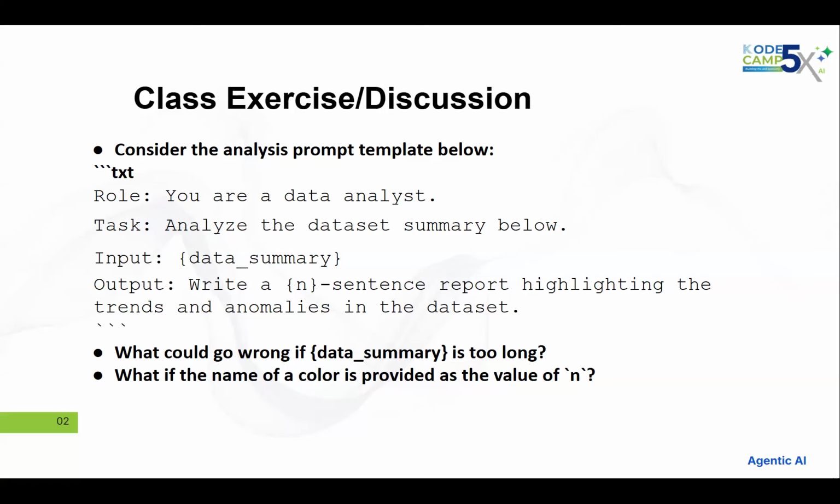Because if you say, write a red sentence report, it doesn't make any sense. But like I said, rather than writing what is not sensible, depending on the way the LLM was trained, the system prompt might say this is not correct, give a better value for the number of sentences, something like that. Oh, okay.